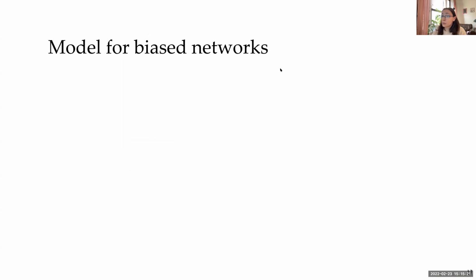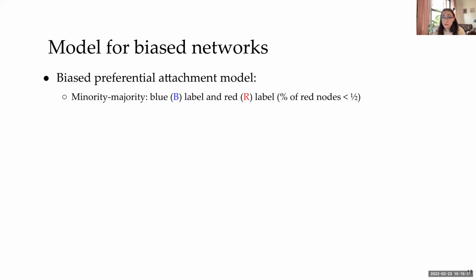So the model for networks that would tell us the intuition for how these heuristics perform is the following. We're working with this biased preferential attachment model in which we have two communities. Let's say you have a majority in blue and minority in red, and a rich get richer effect. So at each point in time, a new node comes into the network, and it connects with probability proportional to the existing node's degree. And that's the preferential attachment part.